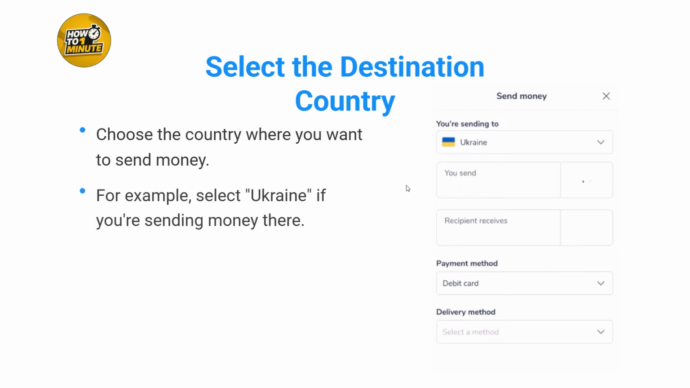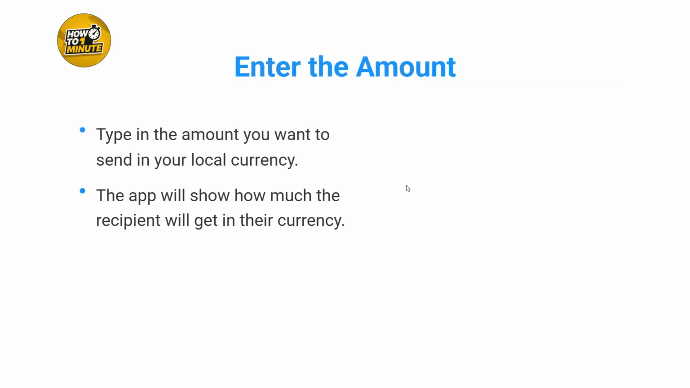Now choose the country where you want to send money. For example, let's say you're sending money to Ukraine. Next, enter the amount you want to send in your local currency. The app will automatically show how much the recipient will get in their currency.